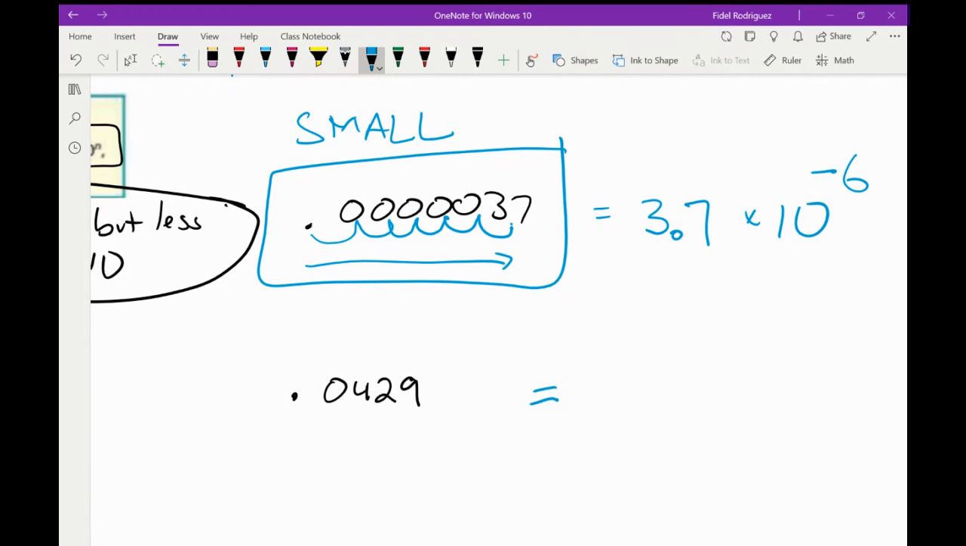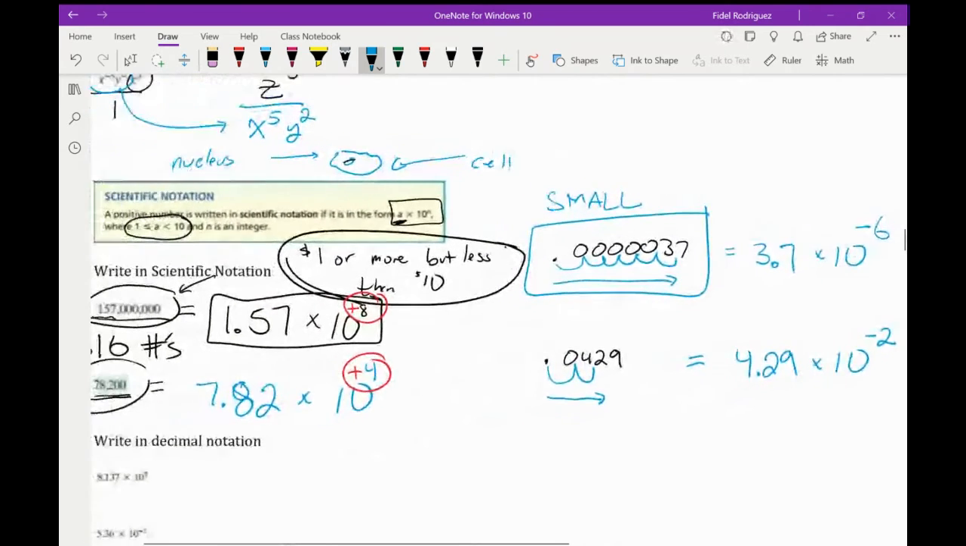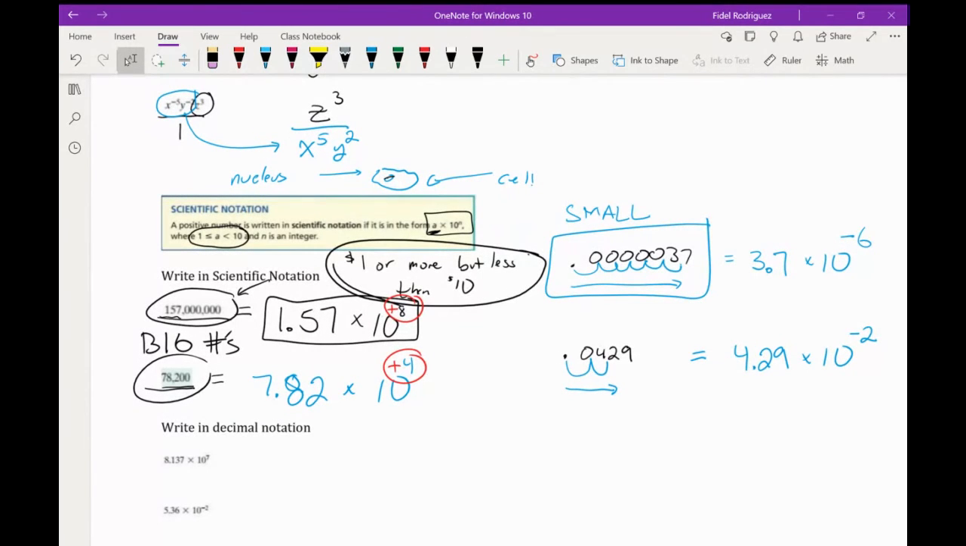So I'm going to do the same thing here for this next problem. I'm going to move my decimal place to the right so that I end up with a number that's more than 1 but less than 10. So what about 4.29 times 10? Now I'm going to figure out how many spaces I moved it. 1, 2, and again, because my number is small, it's going to be a negative 2, right? So this helps me figure out when my number is big, my exponent is going to be positive, right? And when my number is small, my exponent is going to be negative.